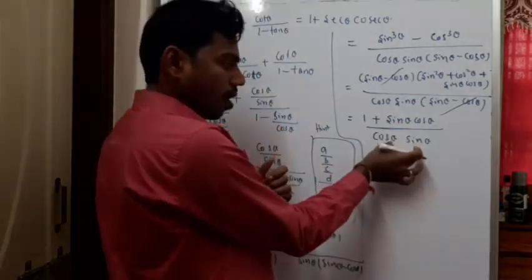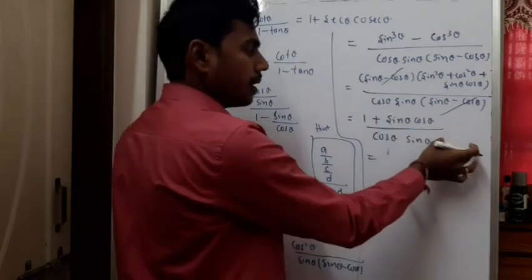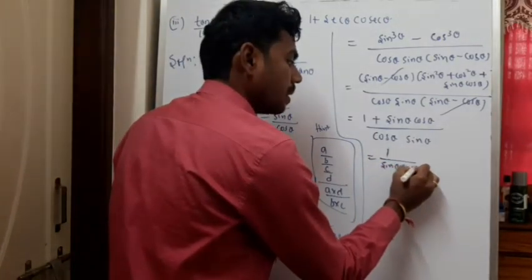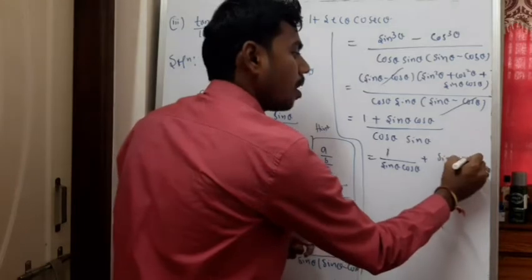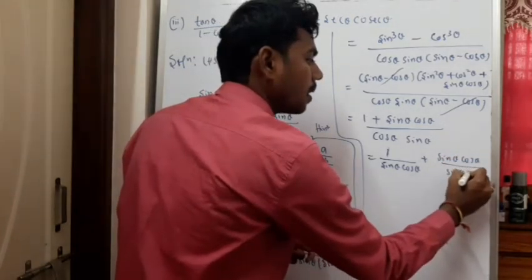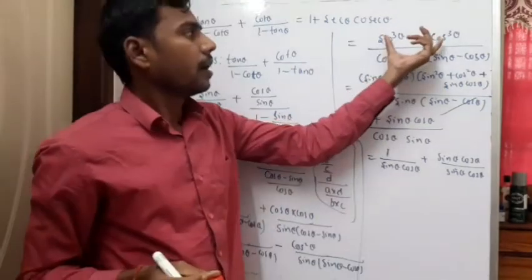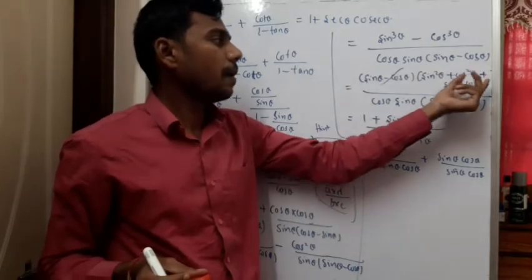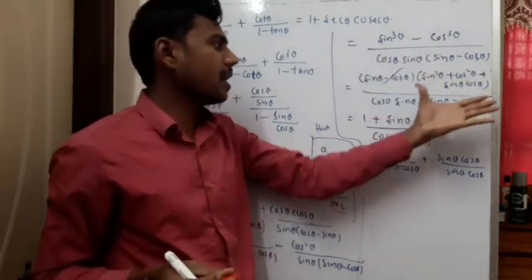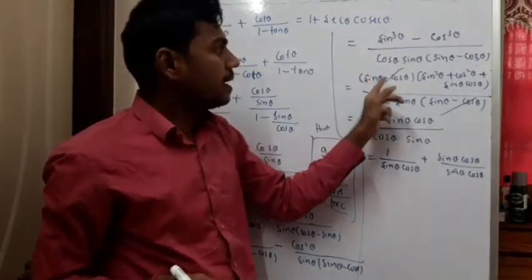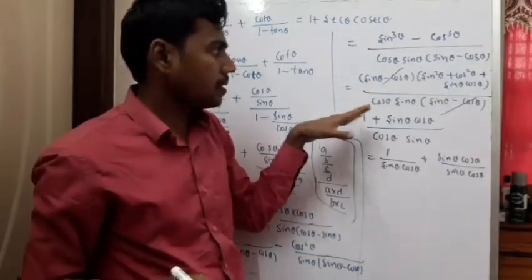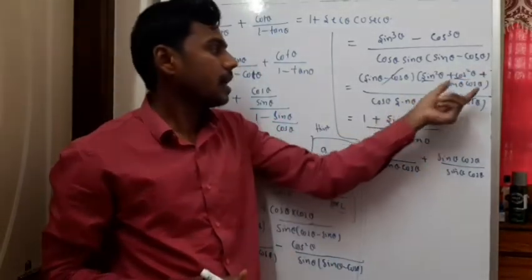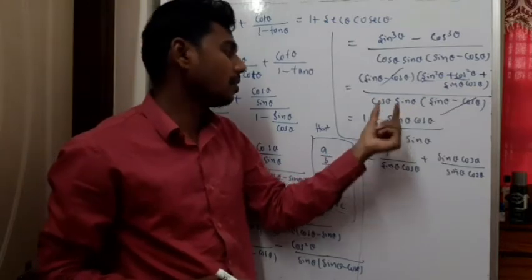Now, what we will do, we'll separate it. 1 by cos theta sin theta, then sin theta by cos theta divided by sin theta by cos theta. So 1 divided by sin theta into cos theta plus sin theta into cos theta divided by sin theta into cos theta. So what we did, we just expressed a cube minus b cube as a minus b into a square plus b square plus ab. So after that, denominator as it is we have written. So sin theta minus cos theta, sin theta minus cos theta will get cancelled. Instead of sin square theta plus cos square theta, what we can write? We can write it as 1 plus sin theta cos theta. So what is left in the denominator? Cos theta into sin theta.